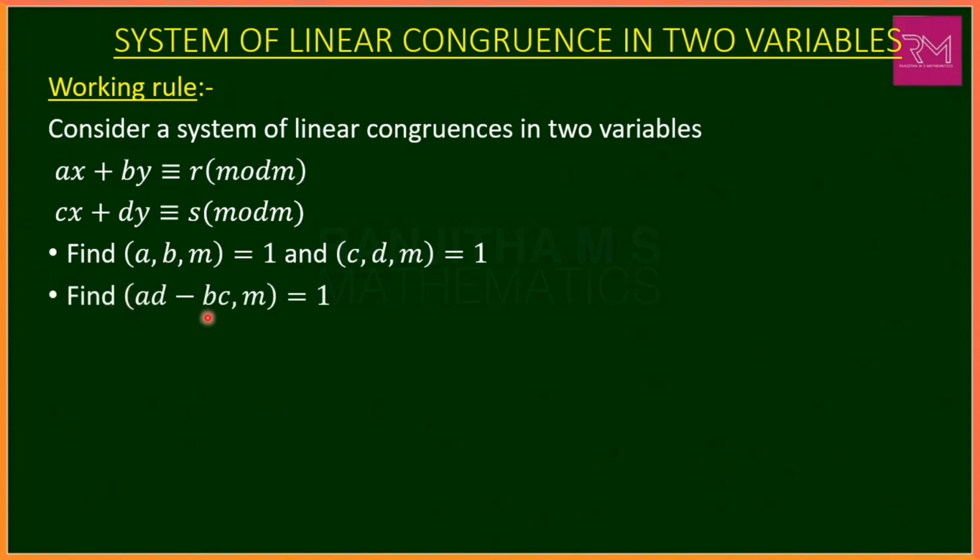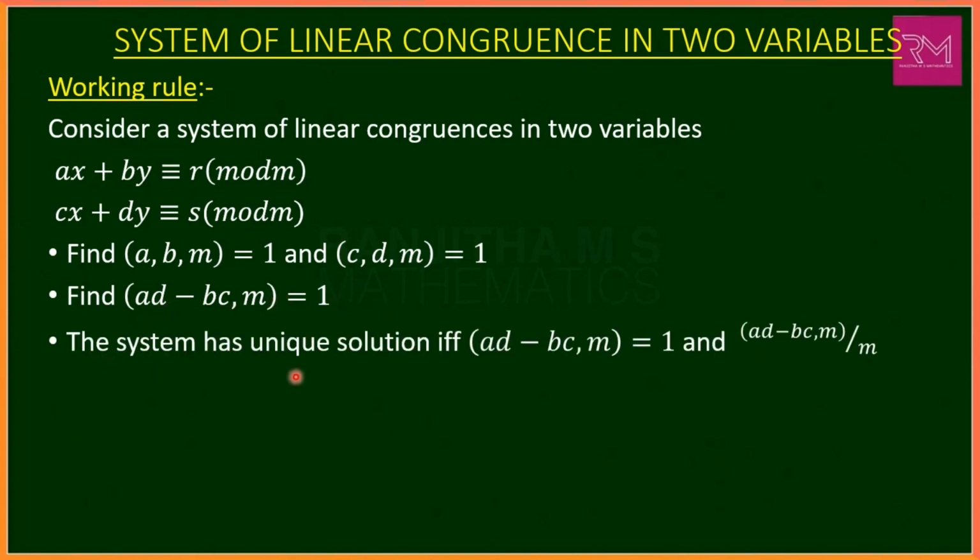Next step, we have to find the difference, that is, the value ad minus bc. Here we have the a, b, c, d values, so we have to find a into d minus b into c. Then we find the GCD of that value ad minus bc with the value m. That value also must be equal to 1. That is, the GCD of ad minus bc, m must be equal to 1.